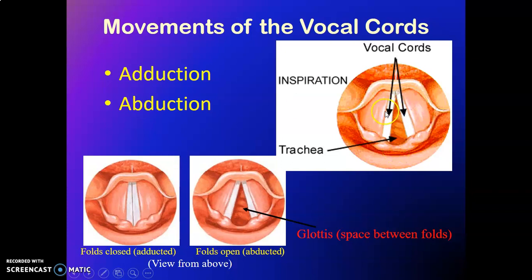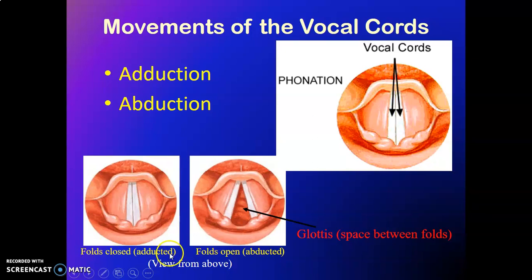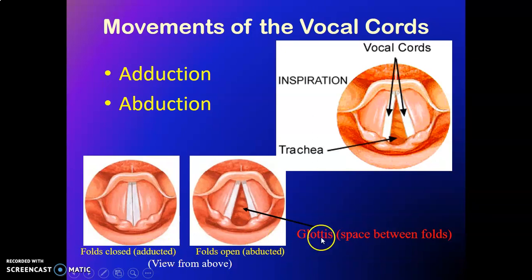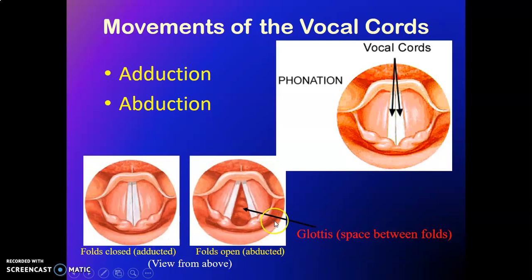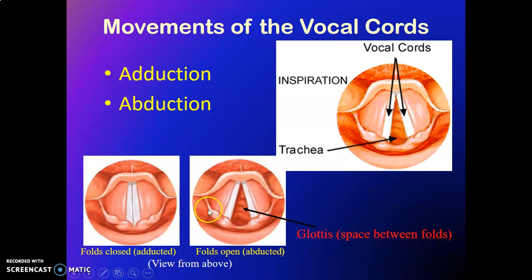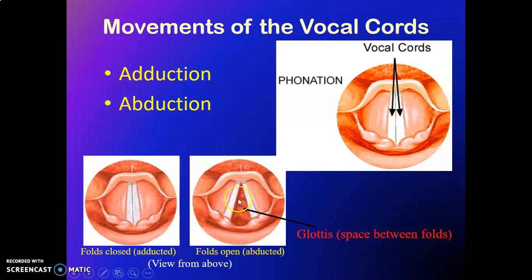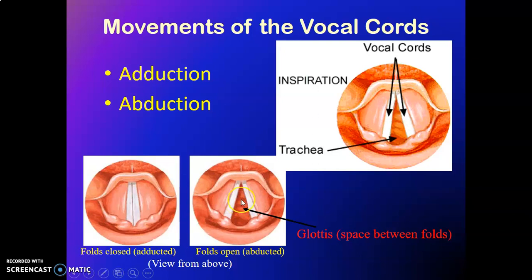So that's what we call adduction and abduction. During inspiration, they abduct. During phonation, they adduct. So the folds closing, that's adduction, and opening, that's called abduction. And remember, we said the space between the folds is the rima glottidis. You remember, between the vocal cords was rima glottidis, and between the vestibular folds was rima vestibuli.